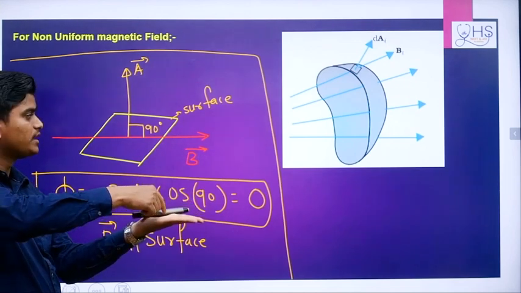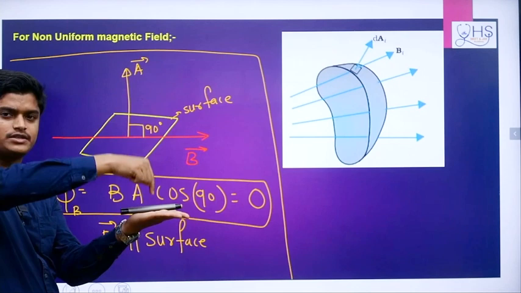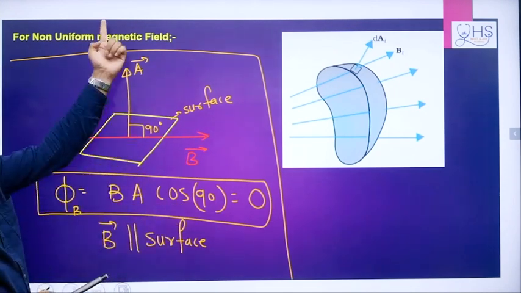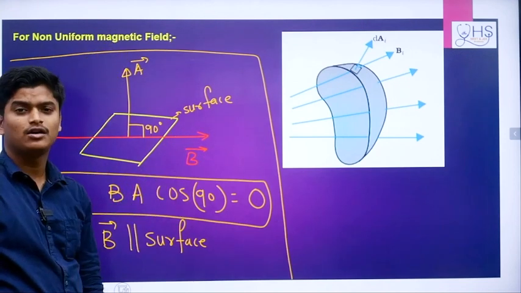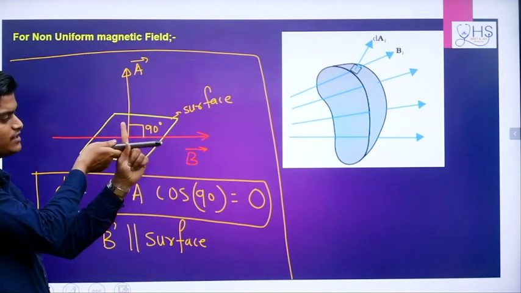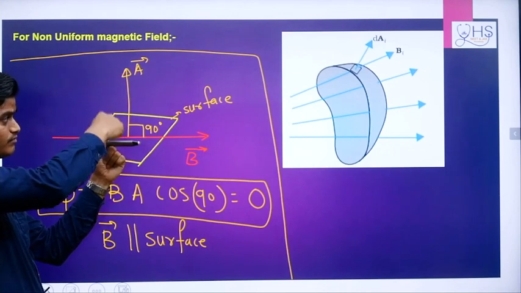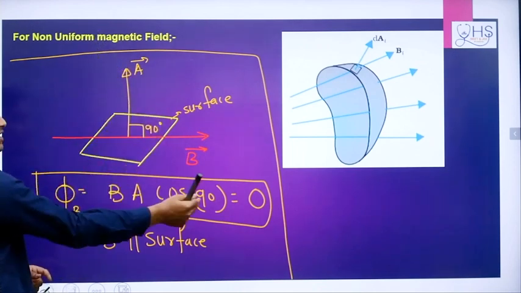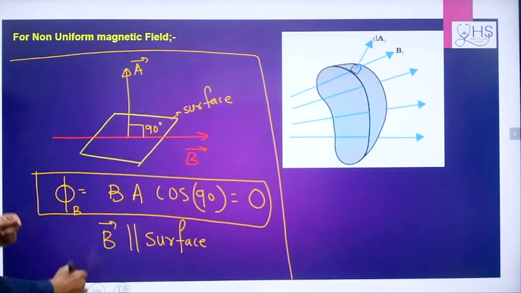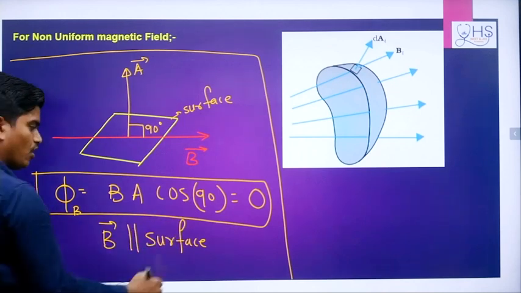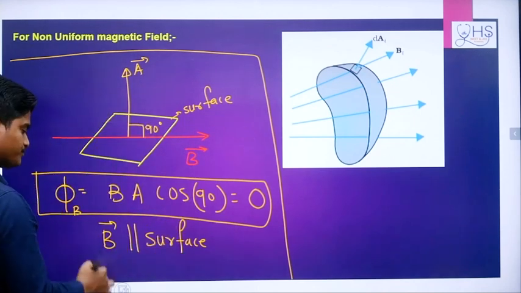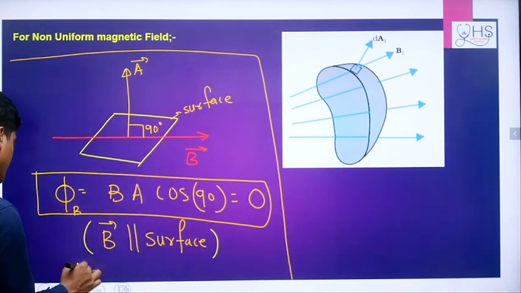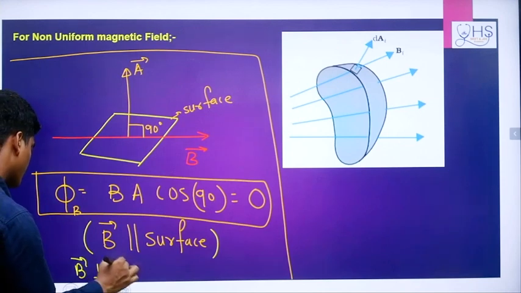The surface area vector is always perpendicular to the surface. Here it is the perpendicular area vector, and the magnetic field is lying on the surface. Now if you see, this is the magnetic field and this is the area vector, then the angle is 90 degree. So between B and A, the angle is 90. So remember, when B is parallel to the surface or B is on the surface, that time your flux is 0. Why is flux 0? Because in this case your B vector is perpendicular to the A vector.